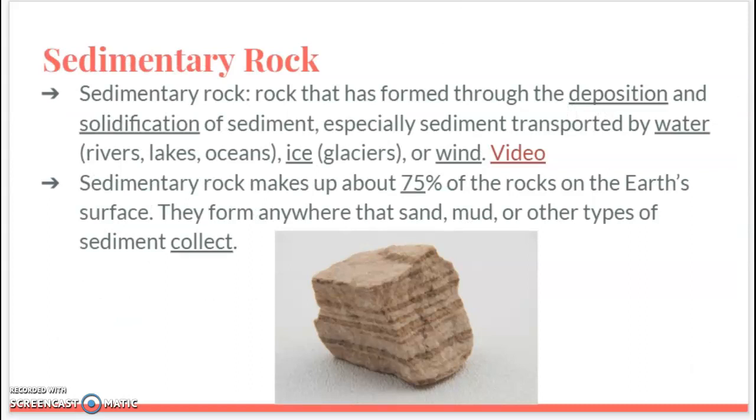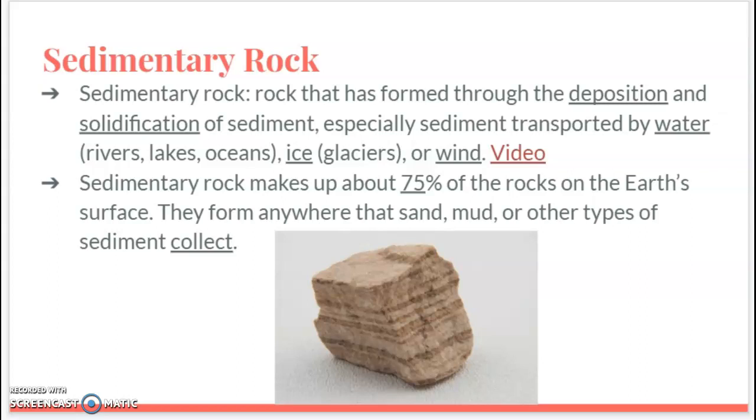So sedimentary rock is rock that has formed through the deposition and solidification of sediment, especially sediment transported by water, ice, or wind. So if you think back to elementary school, maybe 6th grade, you learned about different types of rocks. We have sedimentary rock, igneous rock, and metamorphic rock. So we're going to focus on sedimentary rock first because this type of rock makes up 75% of the rock on Earth.